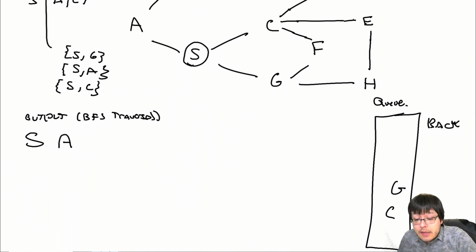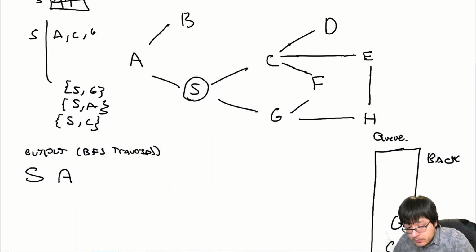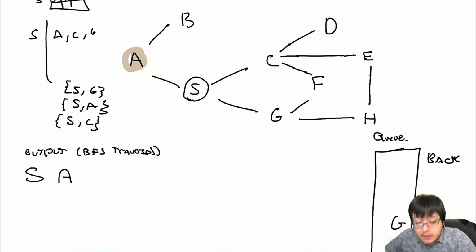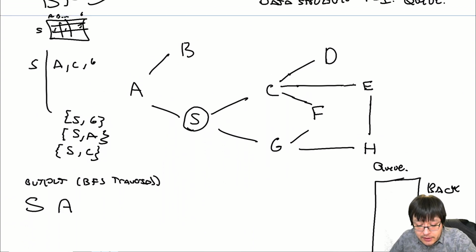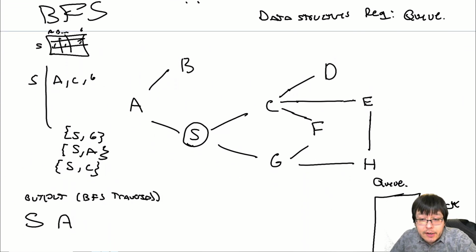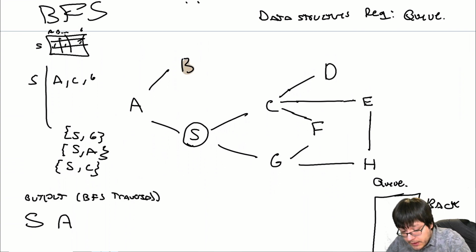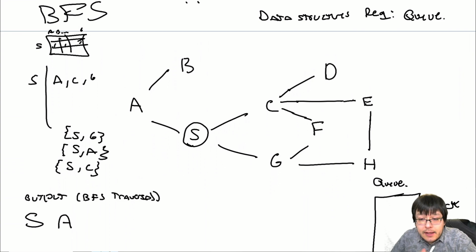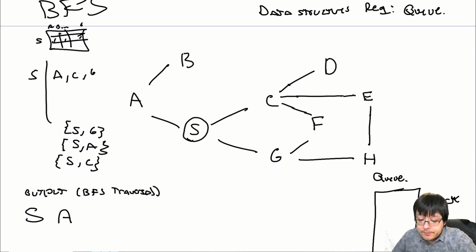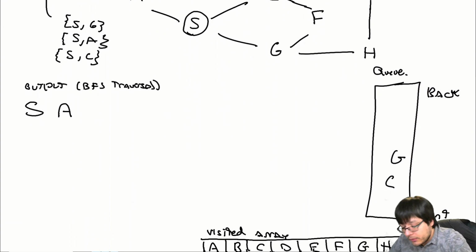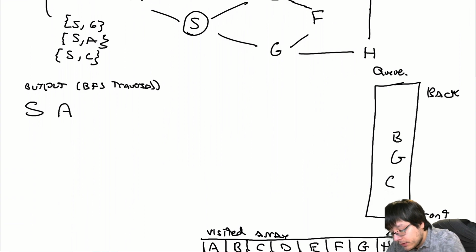Okay, now that we're at A, we're going to do the same thing that we did before. Depending on whether it's an adjacency list, matrix, or pointers, we're going to get all the possible nodes that are coming out of A, which are B and S. So we're going to add to the queue anything that hasn't been visited yet. So do we add B? Yes, because we haven't visited it yet. So we go ahead and add B to that.